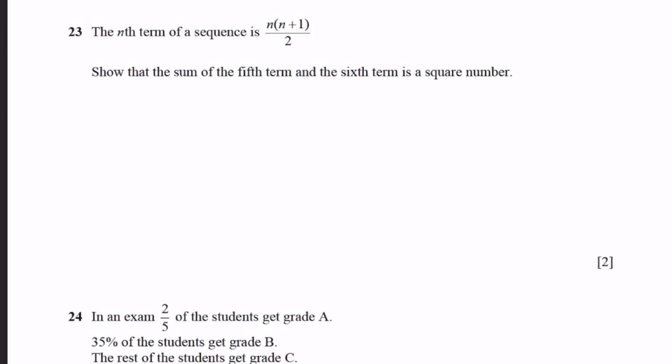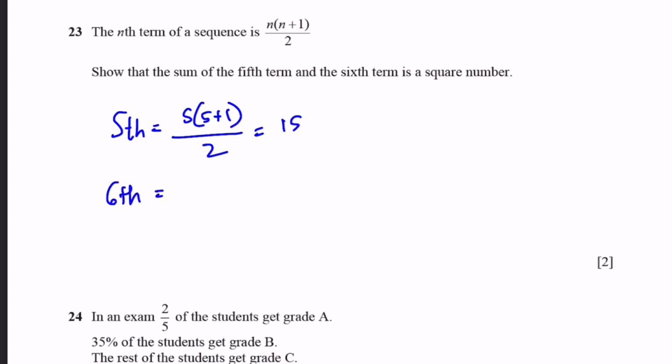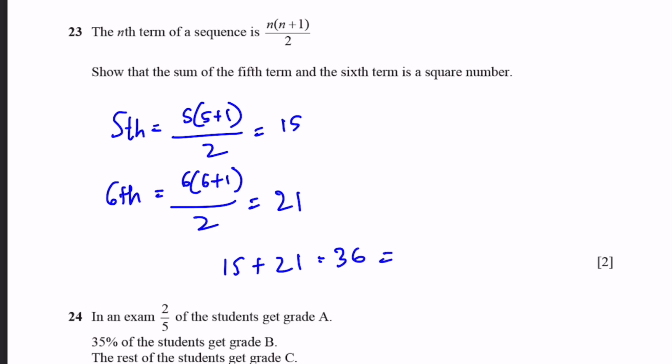Question 23. The nth term of a sequence is n into n plus 1 by 2. Show that the sum of the fifth term and sixth term is a square number. So the fifth term is equal to 5 into 5 plus 1 by 2, which is equal to 15 if we do it correctly. Now the sixth term is equal to 6 into 6 plus 1 by 2, which is equal to 21 if you do it correctly. 15 plus 21 is equal to 36, which is equal to 6 squared. So it is a square number. And that's proven. That's the answer.